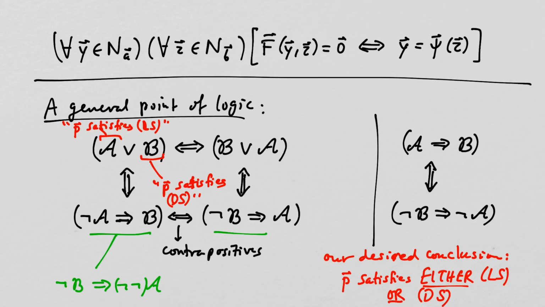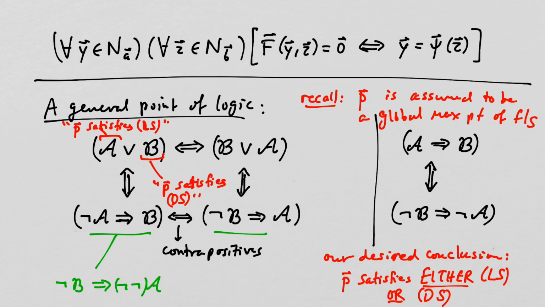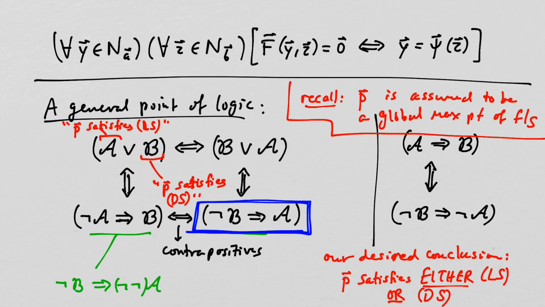So how do I prove that disjunction? Remember, P is not just any random point, but it's assumed to be a global maximum of the function f restricted to S. In this context, P is assumed, I'm just recalling for you, to be a global max point of f restricted to S. So it's not just an arbitrary point P that I'm talking about here. But anyway, how do I prove a disjunction? Either P satisfies this system or P satisfies that system. Well, we can prove the disjunction by just rephrasing the disjunction in this form as a conditional, because conditionals are very easy to prove. Let me talk about how we prove a conditional.